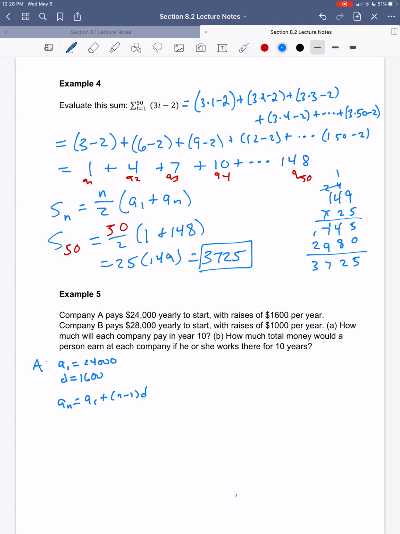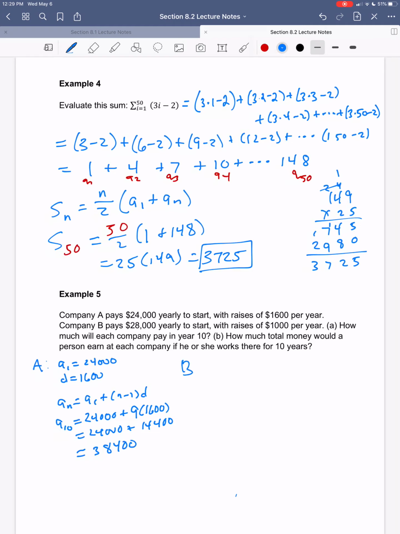So in the 10th year, a sub 1 is 24,000. 10 minus 1 is 9. So that's going to be 24,000 plus 14,400. So that's going to be $38,400 you'll be making in the 10th year.